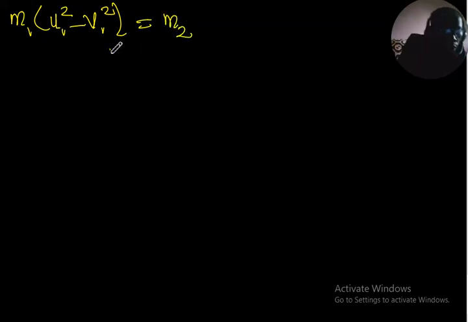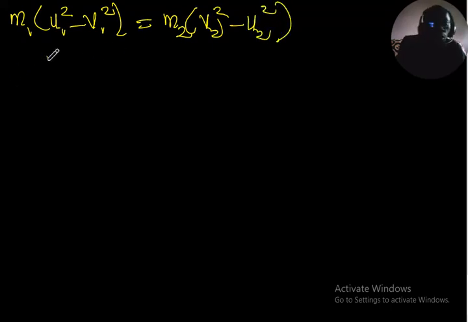So we are going to have m1 as common, so we have m1, then I have u1 squared minus v1 squared equals m2. What is common there? m2 is common, then we are left with v2 squared minus u2 squared. Close the bracket.